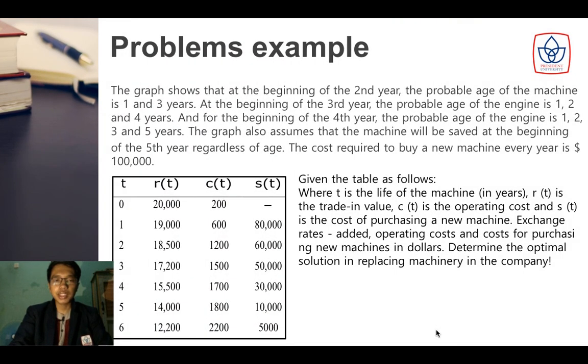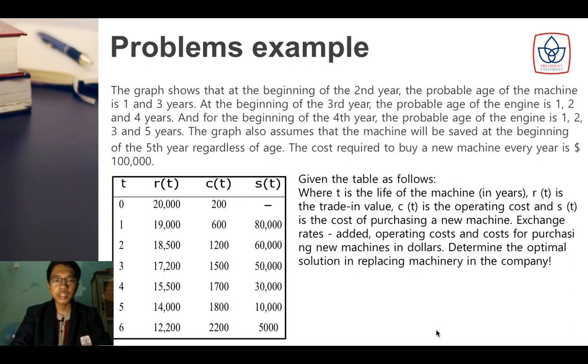The graph shows that at the beginning of the second year, the probable age of the machine is 1 and 3 years. At the beginning of the third year, the probable age of the machine is 1, 2, and 4 years. And for the beginning of the fourth year, the probable age of the machine is 1, 2, 3, and 5 years. The graph also assumes that the machine will be sold at the beginning of the fifth year regardless of age.